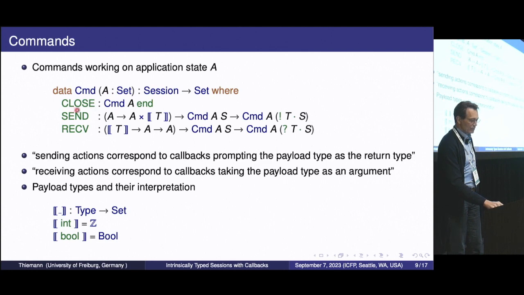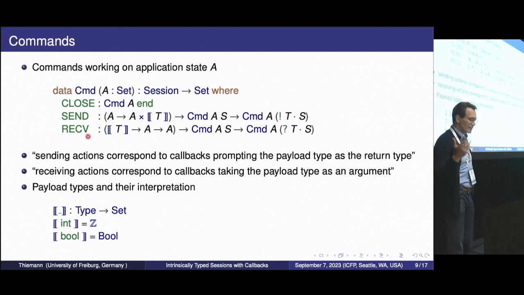Essentially, close has just the index end, and it doesn't do anything interesting. For sending, this is the sentence that I stole from their paper. For send, we have a callback that elicits a value of the payload type T from the application state, and it can also transform the application state. And then it takes the continuation, I mean, the next command. Taken together, that's the command at this type, send a T and then S.